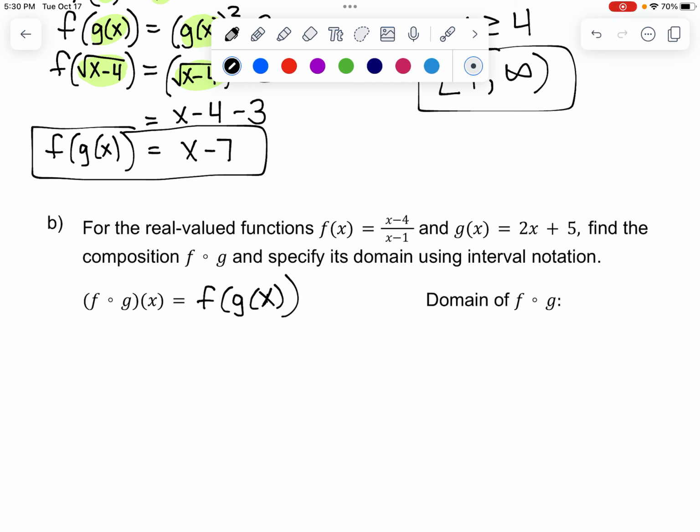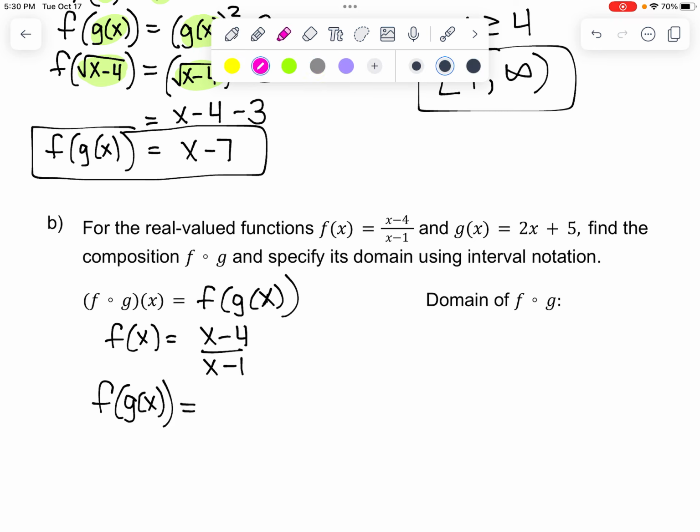So if you want to start by just looking at what you started with, f of x, use the outside function here. Okay, f of x is equal to x minus 4 over x minus 1. If I want f of g of x, anywhere that there is an x, I'm going to substitute in a g of x. So I'm going to have g of x minus 4 over g of x minus 1.